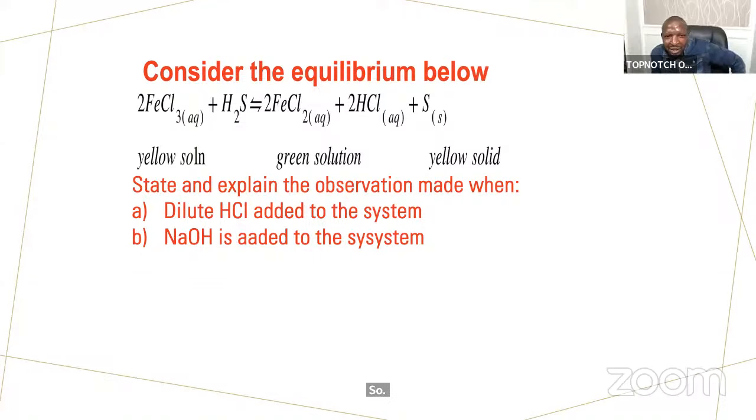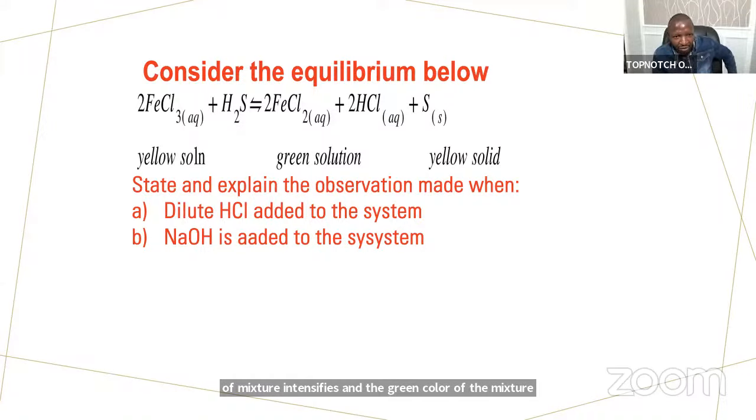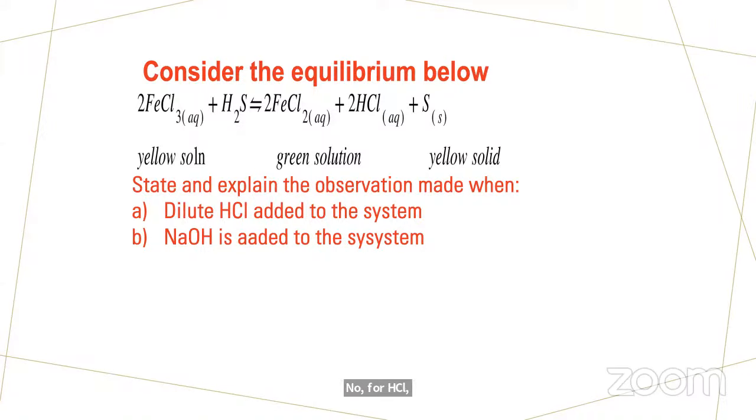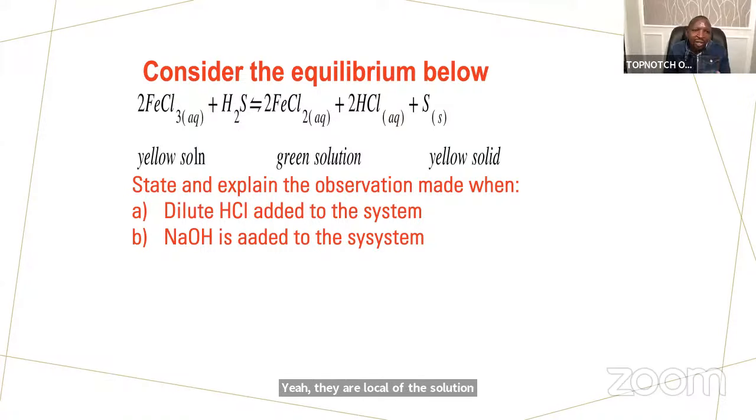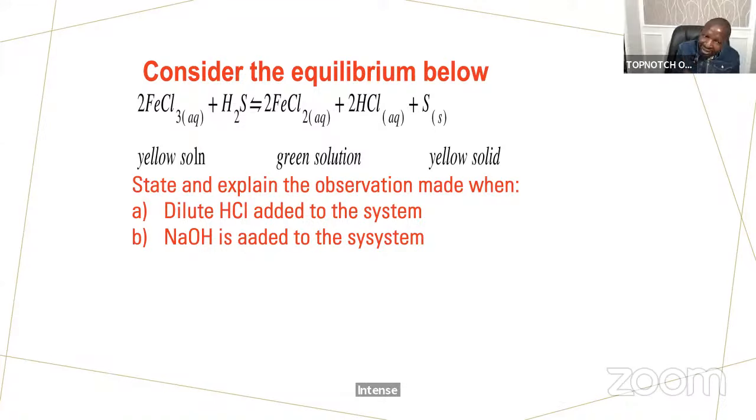When you add dilute HCl, what are we going to say in the observation? The brown color of the mixture intensifies and the green color of the mixture fades. No. For HCl, the yellow color of the solution intensifies. Just say the yellow color intensifies. That is enough. For sodium hydroxide, it's going to consume the HCl, so the green color intensifies. Right.